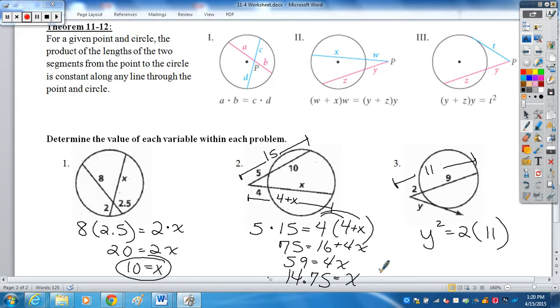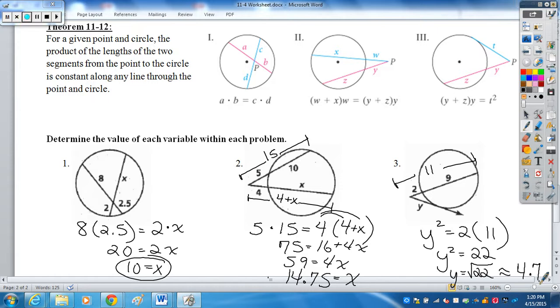From there, number 3, hopefully you have y squared equals 22. And then you can go ahead and square root that. And you cannot simplify radical 22. If you want to answer to the nearest tenths place, we're looking at something like 4.7. So that's how you do those first 3.